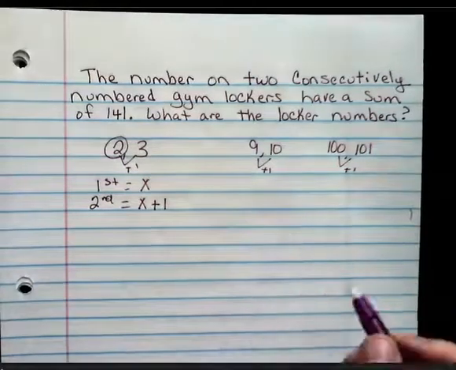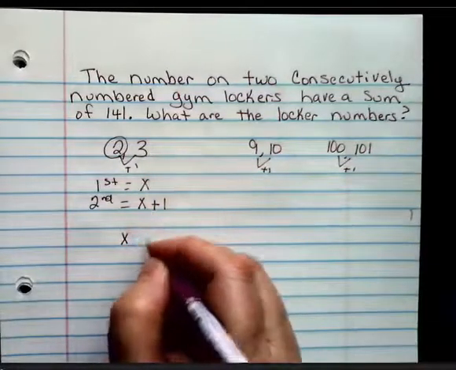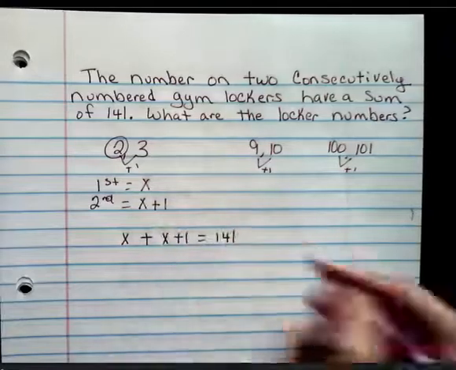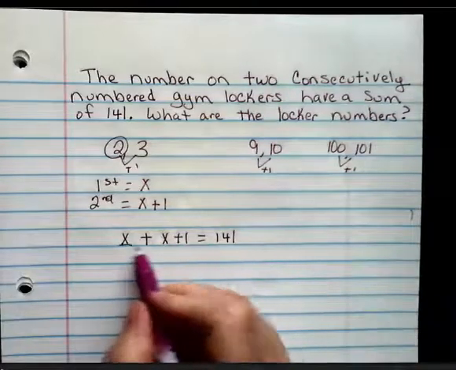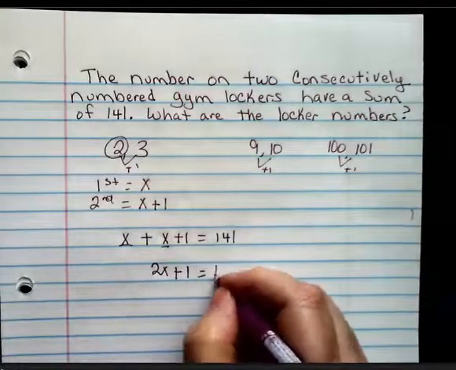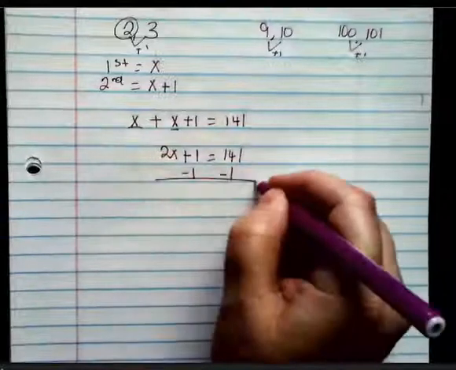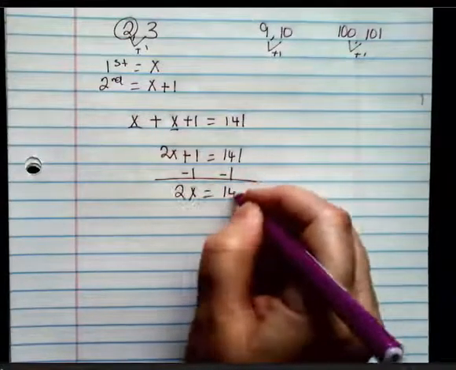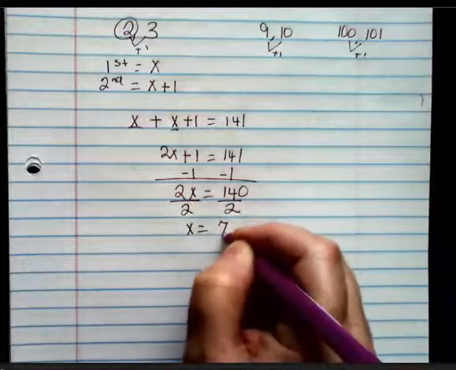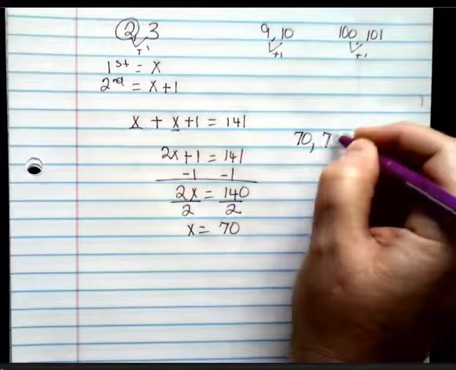So now, we need to add these two numbers to equal 141. So my first number plus my second number equals 141. What's x plus x? 2x plus 1 equals 141. Subtract 1. 2x equals 140. Divide by 2, and x equals 70. So my first number is 70. My second number is 71.